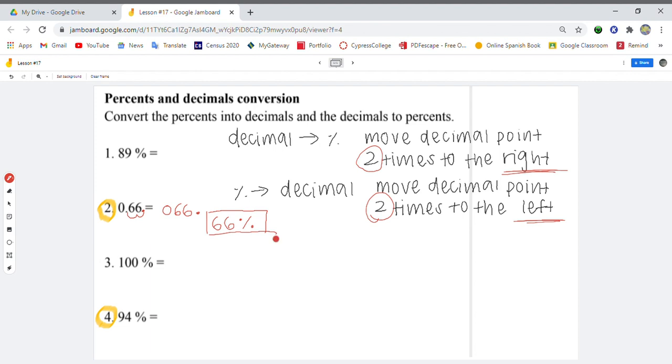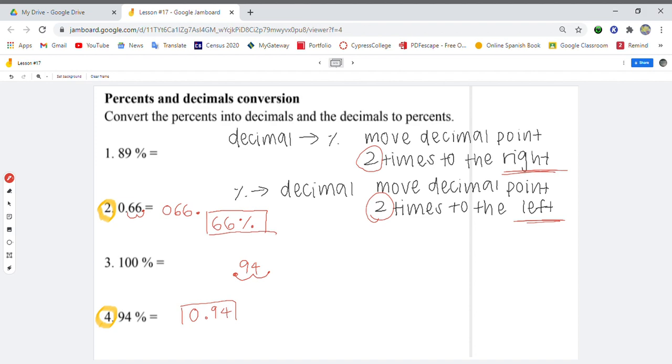Now we're going to go over number 4. This time we're converting from percent to decimal. And we're going to move 2 times to the left. So we have 94 here, and the decimal point is here. So 2 times to the left is 1, 2, and we end up over here with 0.94. And that is our decimal.